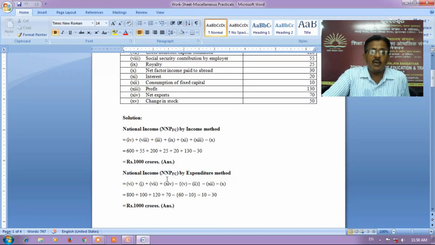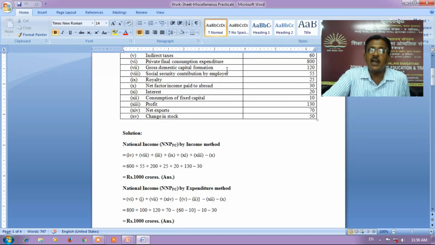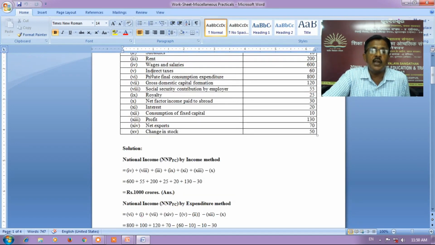National income by expenditure method. So item number 6, you see, private final consumption expenditure. Item number 1 is what? Government final consumption expenditure. Item number 7, you see, gross domestic capital formation. Item number 14, what is that? Item number 14 is net exports. So these 4 are the components of the expenditure method, and if you add, we get this GDP at market price.